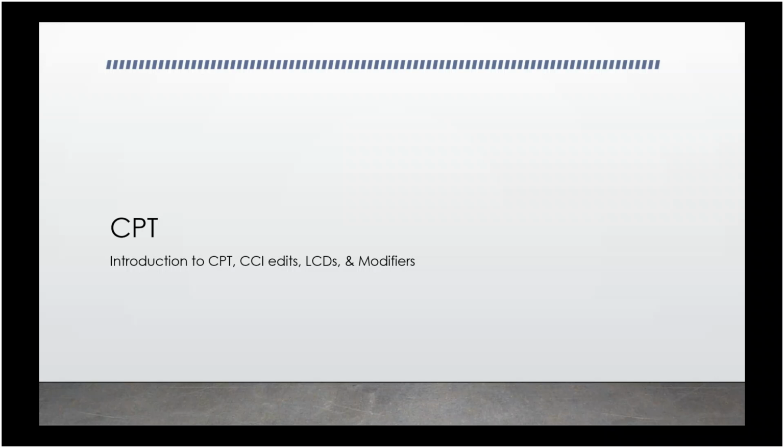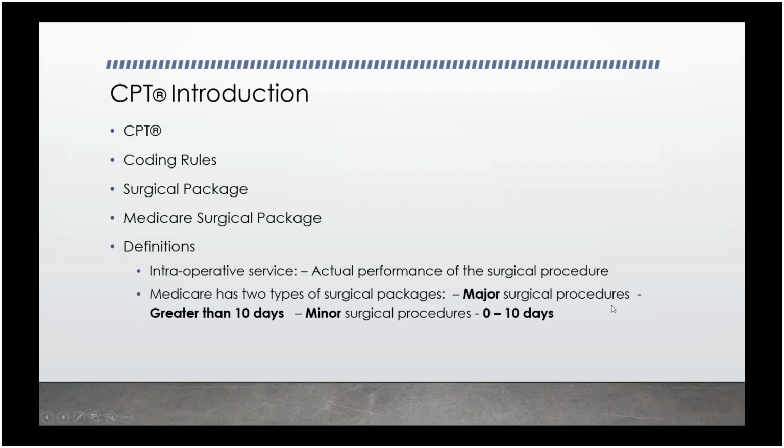So we have intraoperative services with actual performance of the surgical procedures, and Medicare has two types of surgical packages. We have major surgical procedures, greater than 10 days, and minor surgical procedures, 0 to 10 days. Major normally is a 90-day global period. So you're looking at fracture care, major surgery, abdominal surgery when you get opened up. So again, greater than 10 days, so 11 to 90 days for major surgery, and minor is 0 to 10.